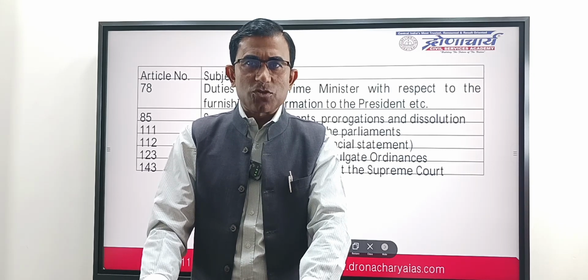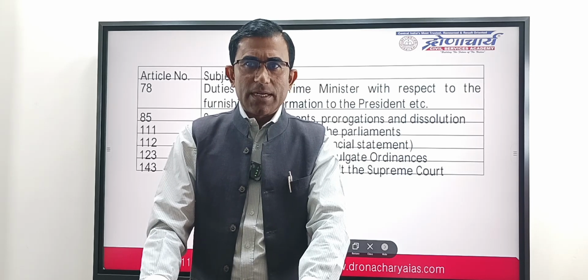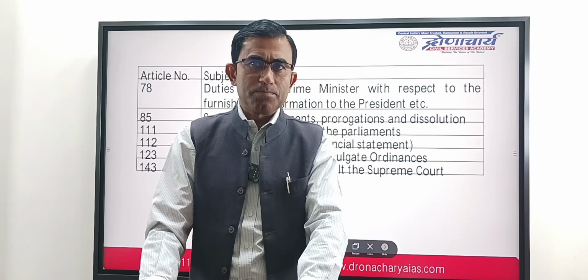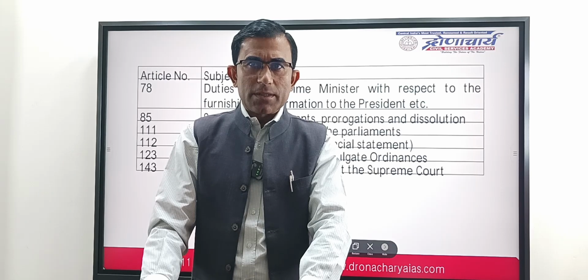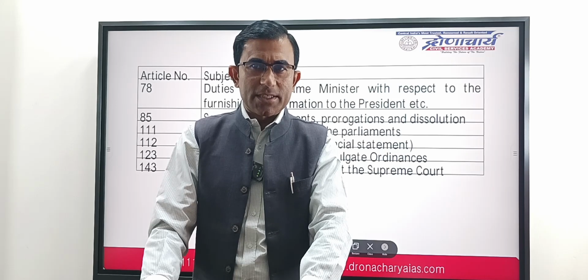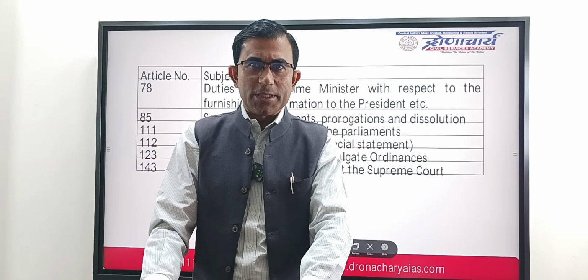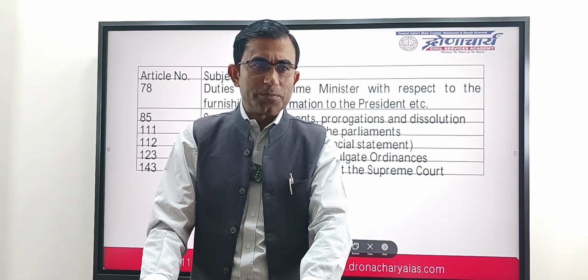The nomination has to be subscribed by at least 50 electors as proposers and at least 50 electors as seconders. The nomination paper has to be then presented to the returning officer. The returning officer is appointed by the Election Commission. Each candidate has to make a security deposit of rupees 15,000 in the Reserve Bank of India.